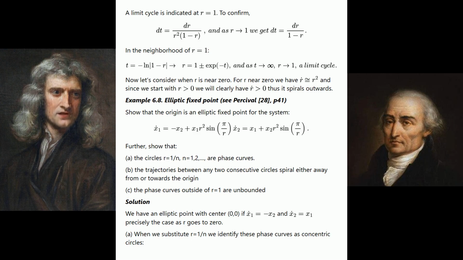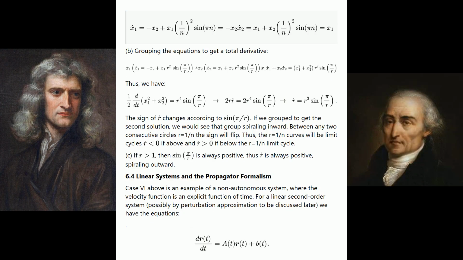Solution. We have an elliptic point with center (0, 0) if x sub 1 dot equals negative x sub 2 and x sub 2 dot equals x sub 1, precisely the case as R goes to 0. A. When we substitute R equals 1/n, we identify these phase curves as concentric circles. See the equation shown. B. Grouping the equations to get a total derivative, we have that the sign of R-dot changes according to the sign of pi divided by R.